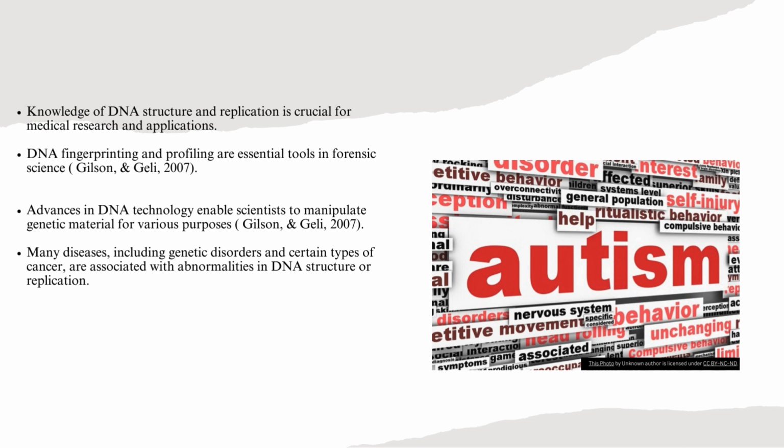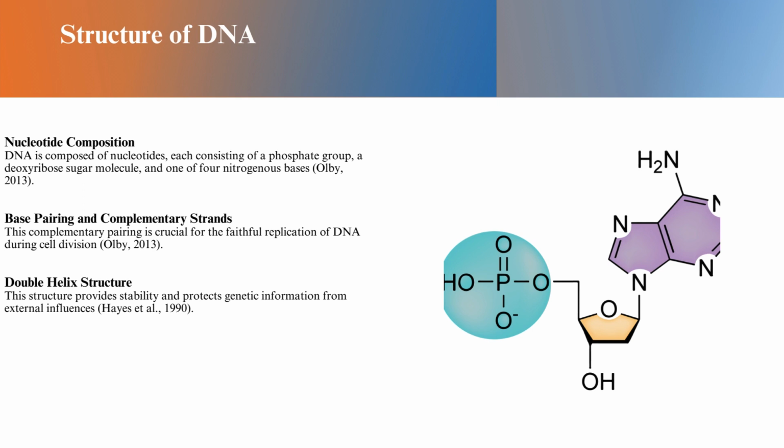Many diseases, including genetic disorders and certain types of cancer, are associated with abnormalities in DNA structure or replication. Research in this area helps uncover the molecular basis of diseases and informs the development of targeted therapies. The next few slides will go deep into the structure of DNA and its replication process. Let us start with nucleotide composition.